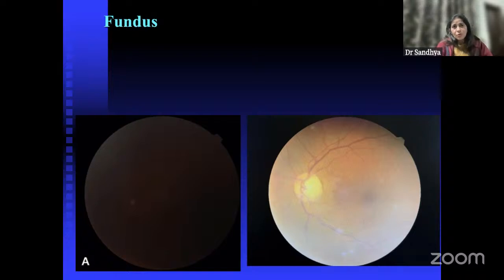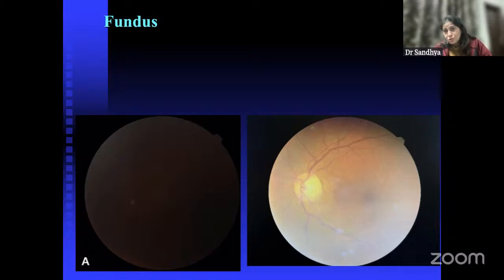So this is how you have to keep the whole history in mind, because only then will you be able to find some clues in ultrasound. So now with this background, you take the patient for ultrasound B scan here, and you know that you have to look for some other things other than just diabetic retinopathy.